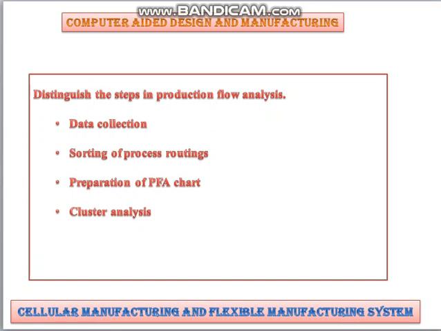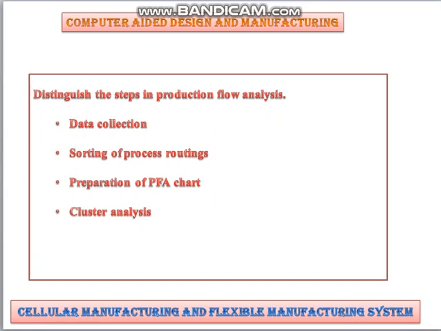Production flow analysis follows these four steps. The first one is data collection. In this step, necessary data is collected and a route sheet is prepared. This route sheet consists of the sequence of operations, lot size, as well as time standards for our particular works. The second step is sorting of process routing.